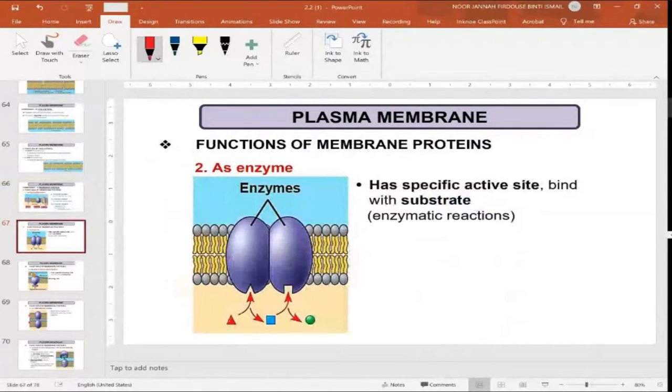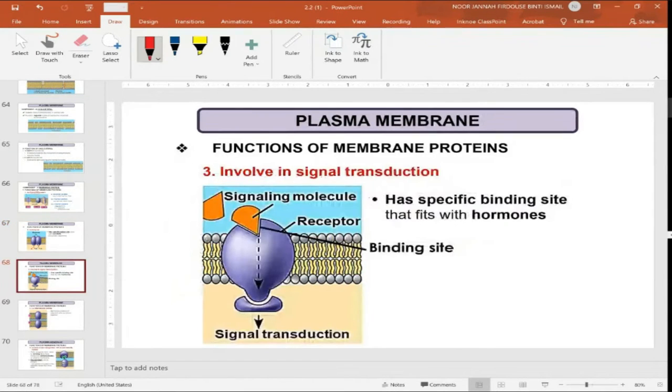Kedua, as enzyme. Walaupun dia duduk pada plasma membrane, dia juga boleh jadi enzyme. Enzyme ni adalah katalis kan? Jadi dia akan tukarkan substrate kepada produk, because it has specific active site. Ketiga, involved in signal transduction. It has specific binding site that fits with hormone.